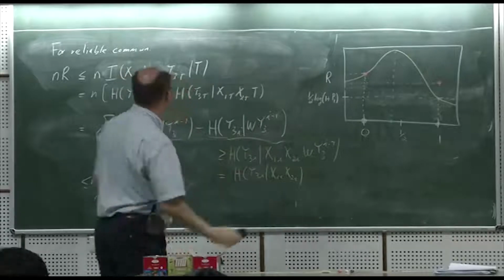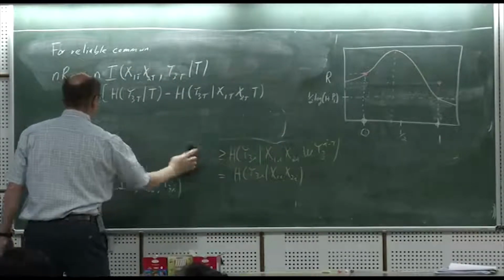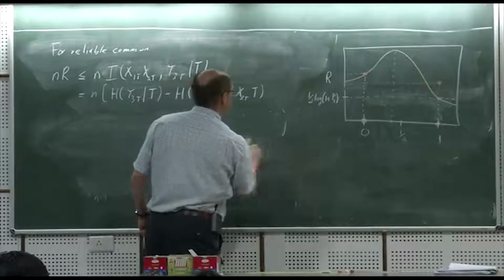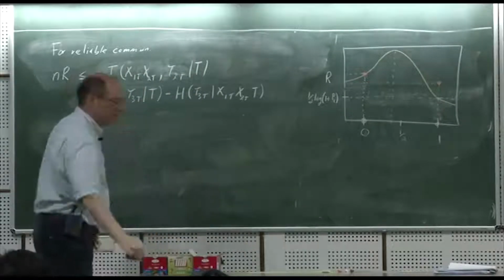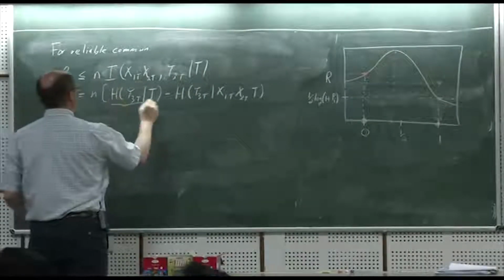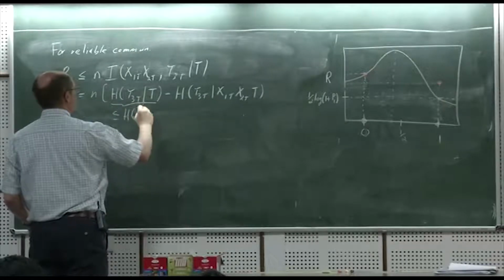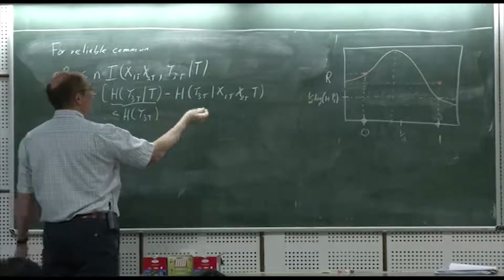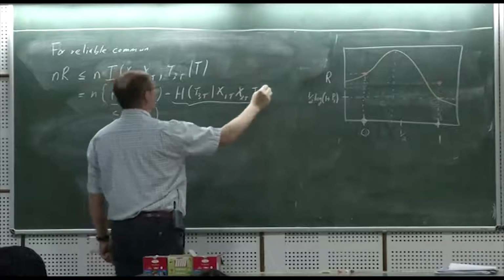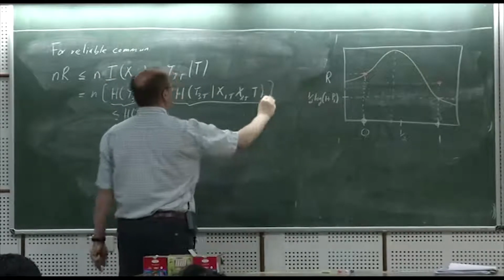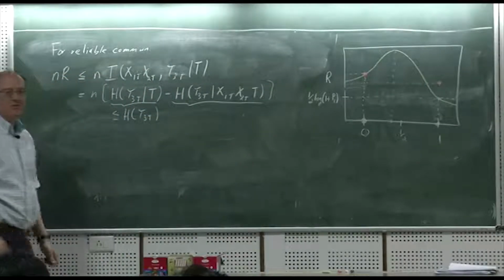And maybe we have to check that, right? So for the first quantity, we can clearly get rid of the t, right? Here we can clearly say that's less than or equal to h of y3t. Here we should check, can we get rid of the t or not, right? Is this equal to getting rid of the time-sharing random variable?